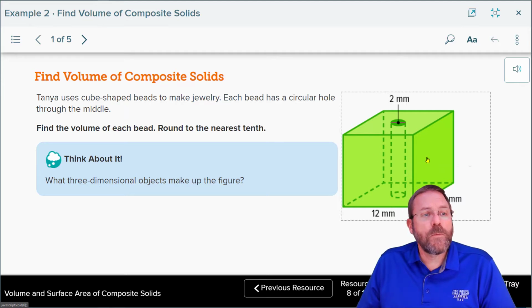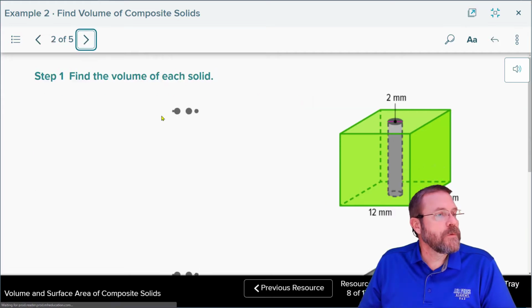We're going to find the volume of the cube. After the volume of the cube, we're going to subtract from it the volume of the cylinder, the circle that's inside, and that's all there's going to be to it. Let's get on to this one.